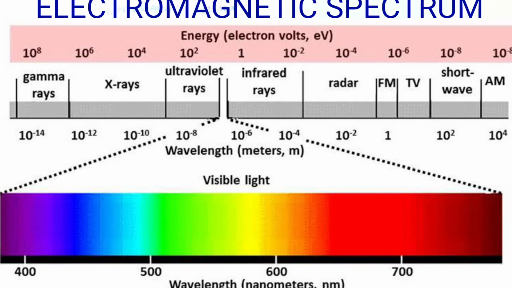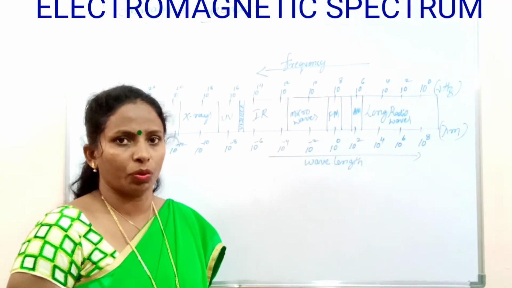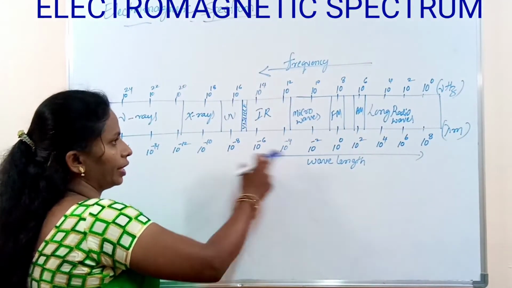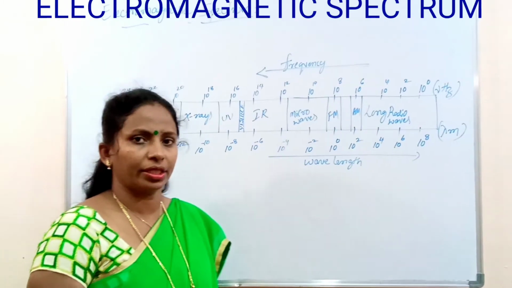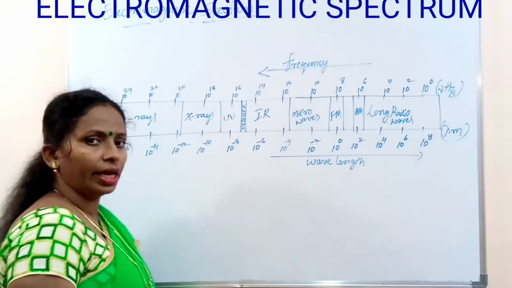A series of electromagnetic radiations is called the electromagnetic spectrum. All these radiations, gamma rays, X-rays, UV, visible, IR, microwaves, and radio waves, travel in space. They do not require any medium; even so, they travel in space. These radiations are associated with electric and magnetic fields, and so they are called electromagnetic radiation.